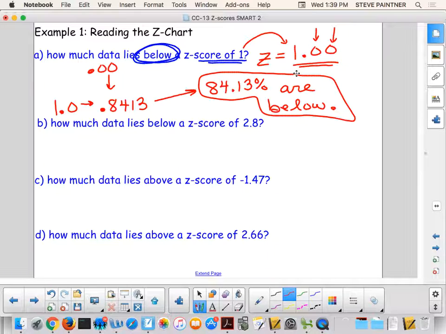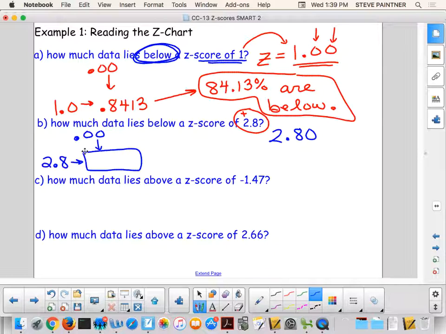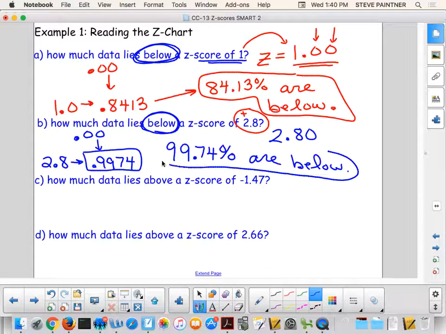Okay, the next one is, I got positive 2.8. Do you have negative? Will you change yours to positive? Change yours to positive 2.8. Okay, look up the z-score for positive 2.8. Change it to 2.80 though. Okay, hang on there. What's the number? 99.74. Okay. We want to know how much is below. Well, this is below. Z-scores are below. So you're going to say what? Are below. Good.